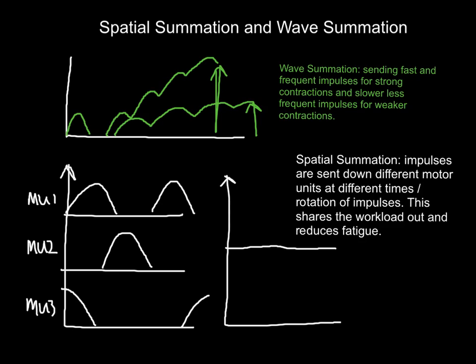The alternative is to just send impulses down the same motor unit over and over again, and they get fatigued and they get tired and they can't maintain that contraction for long. You can maintain contractions for longer by rotating the frequencies across, and that allows us to build stronger contractions over longer periods of time.